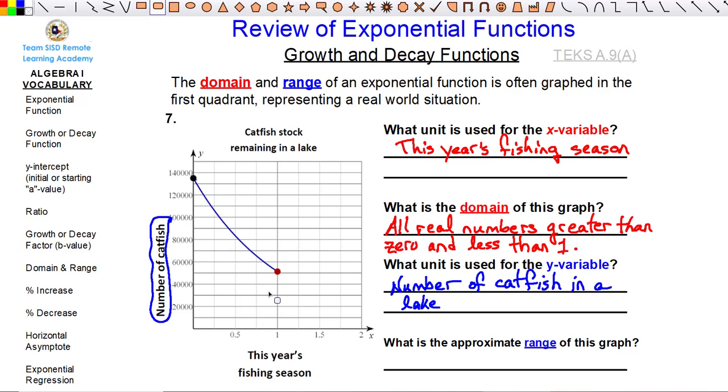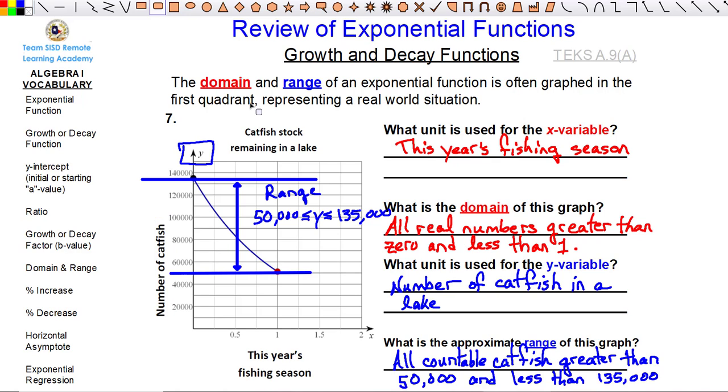This is a decay function, so it starts somewhere at the bottom. The way we express range is from the bottom to the top. So what is that? It's close to about 50,000, but a little bit more than 50,000. Then it goes all the way up to about 135,000. Okay, so it starts down here at 50,000 and it goes all the way up to 135,000.